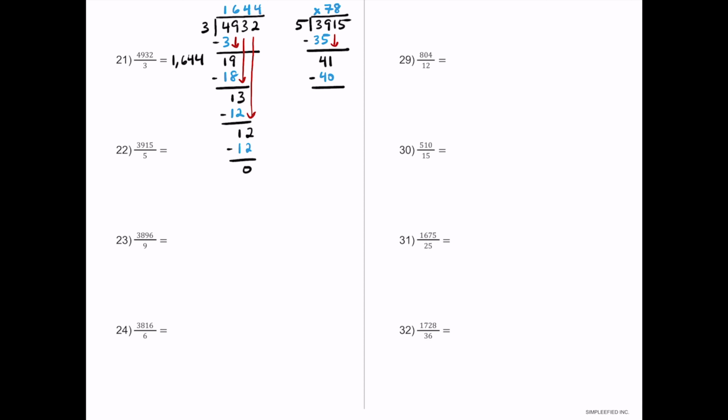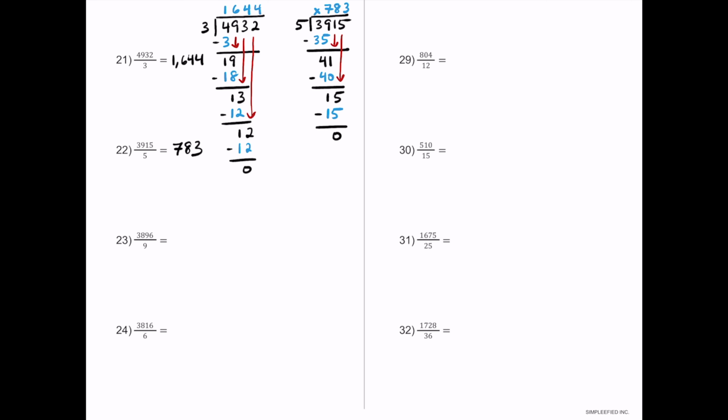So if we subtract, that's how much we're off by. Then let's bring down this 5, and the 5 is going to join the 1 to be 15. And 5 times 3 is going to be 15, and the remainder is 0. So we have a quotient here for this problem of 783.